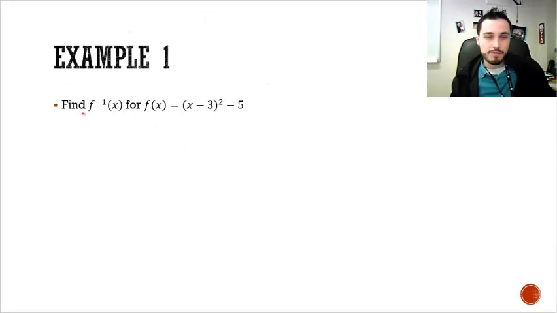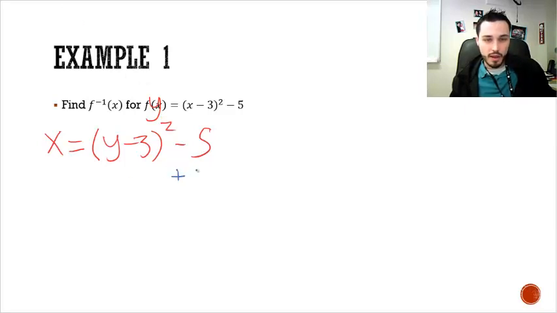So, find f inverse of x for f of x equaling this. Okay, so step one, I'm going to just call this a y equals this, and I'm going to swap my x and my y's just like normal. So now I've got x equals y minus 3 squared minus 5. Now I'm going to do my opposite inverse steps to solve for y again. So I'm going to add 5 first. x plus 5 equals y minus 3 squared.